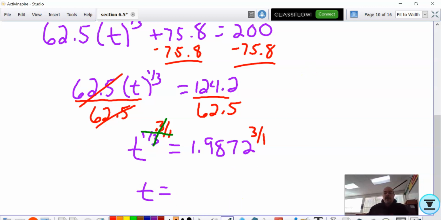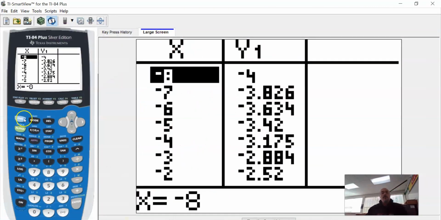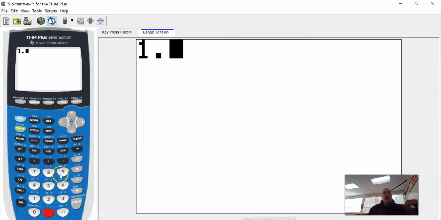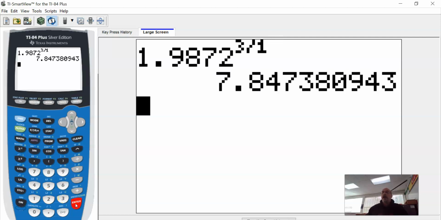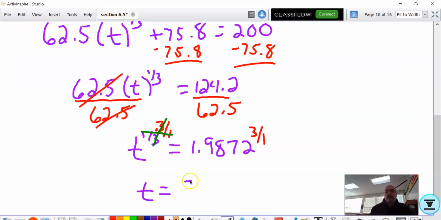Now if I take the 1.9872 to the 3rd power, I don't need to put a 1 underneath it. You certainly can if you want, but that over 1 is not necessary. You end up with 7.85. So this elephant is about 7.85 years old.